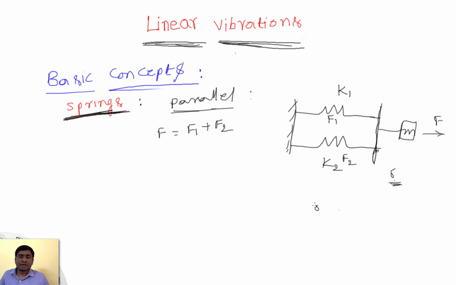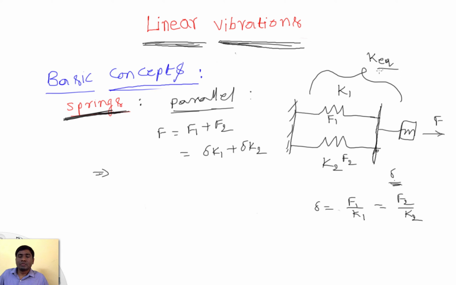So what is the delta? Delta equals F1 by k1 equals F2 by k2. So from these two equations I can write F equals delta k1 plus delta k2, and again I will replace this entire system with another spring having a stiffness of k equivalent, which causes the same amount of displacement delta. So that is delta into k equivalent.